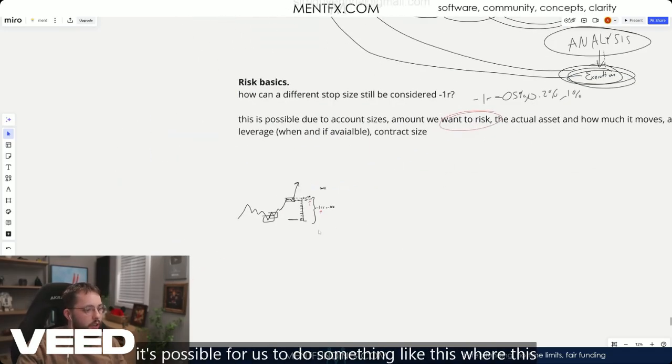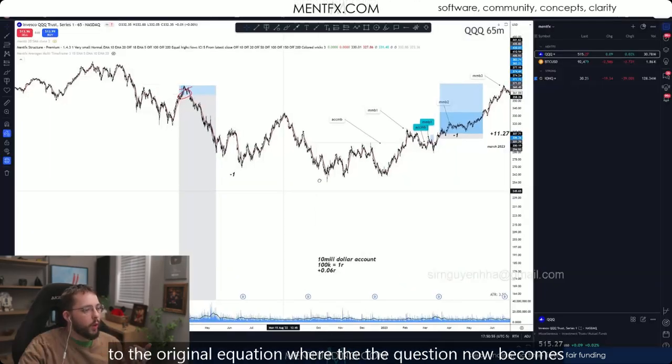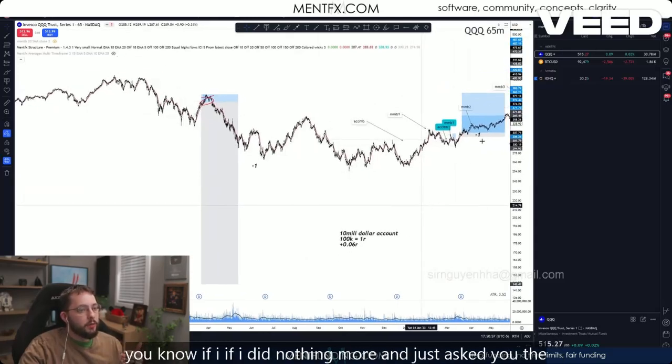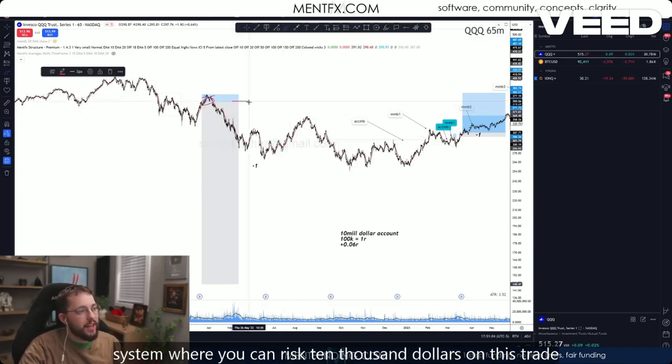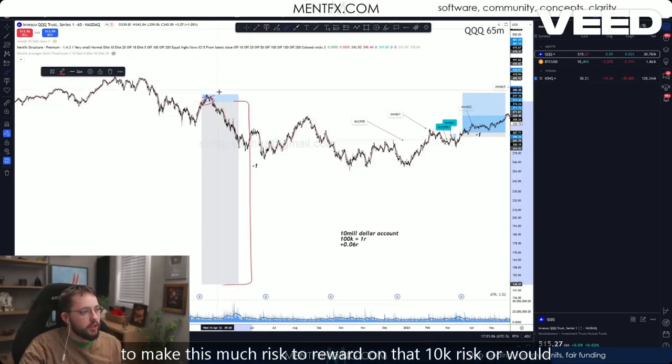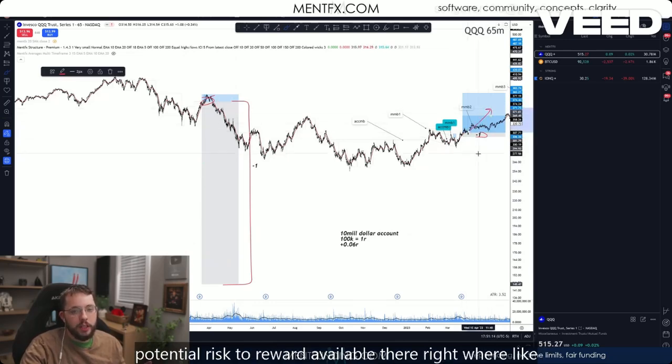But this is why it's possible for us to do something like this where this can be 10K risk and this can be 10K risk. And this comes back to the original equation where the question now becomes, if I did nothing more and just asked you this following question, would you rather have a system where you can risk $10,000 on this trade to make this much risk to reward on that 10K risk, or would you rather risk $10,000 on this trade for the potential risk to reward available there, right?